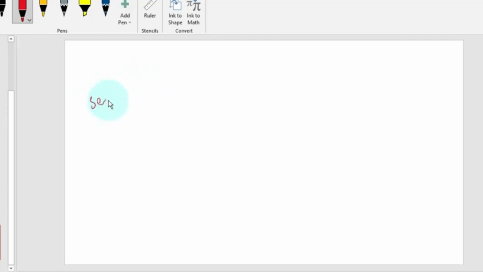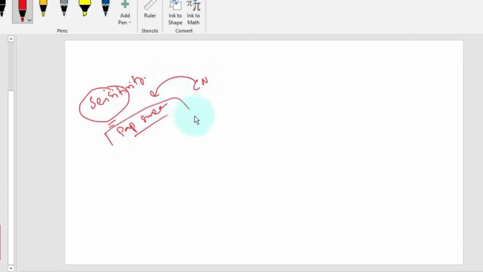It's all in the word. Sensitivity. It's sensing something. Like a pap smear. If there is a pathology like cervical neoplasia, the pap smear will detect it. But if something is detected in a pap smear, it does not specify what it would be. This test cannot specify. That's why it's a sensitivity test.